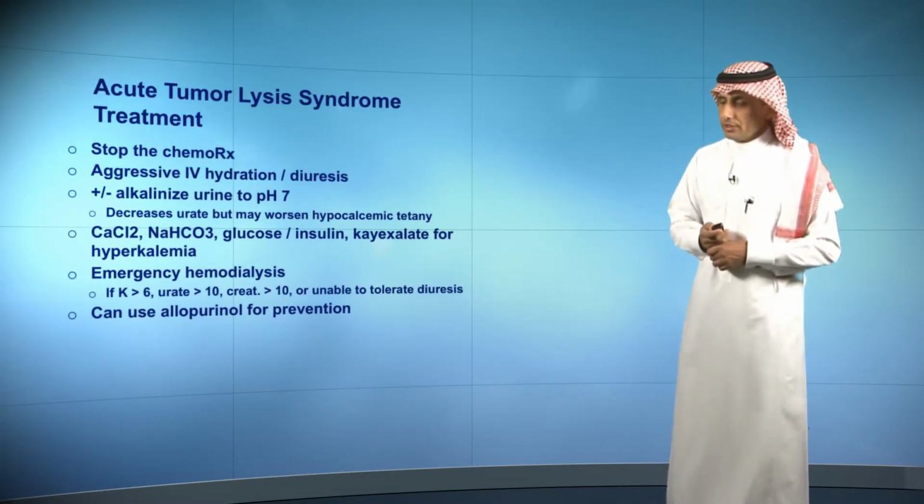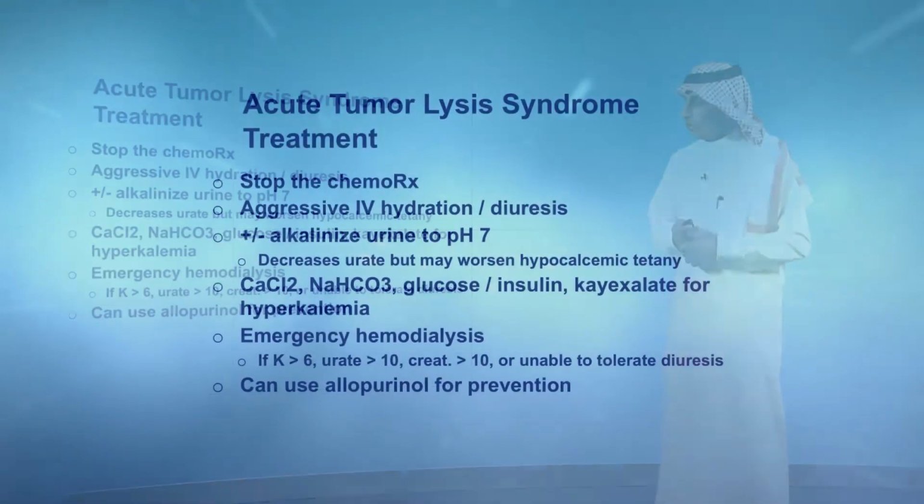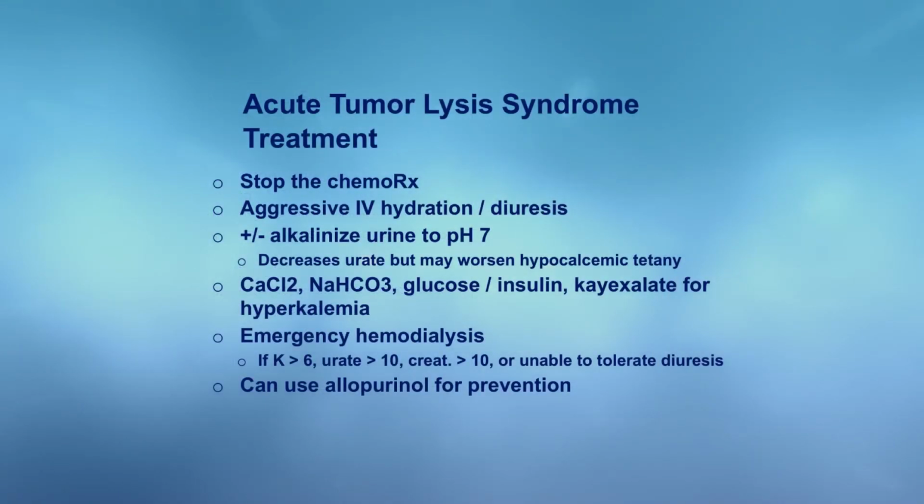Treatment, first of all, stop chemotherapy or radiation, and give aggressive intravenous hydration and diuretics. Make sure that the urine is alkaline and keep the pH around 7. You can give bicarb, and also you can give insulin and calcium for hyperkalemia.